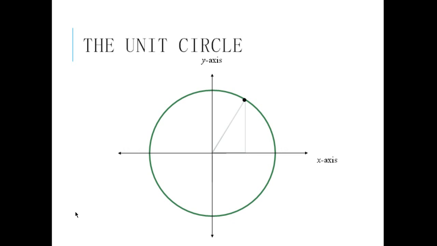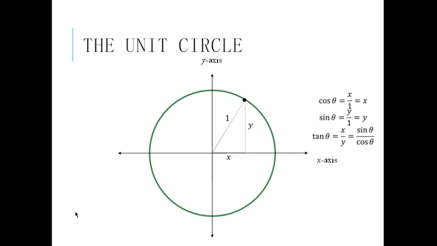In order to find other points on this circle, we're going to investigate the triangles that are made by the x and y coordinates. Since the radius of the circle is 1, the hypotenuse of the triangle is 1. Therefore, we can get that the cosine of the angle is x over 1, which equals x. And the sine of the angle is y over 1, which equals y.